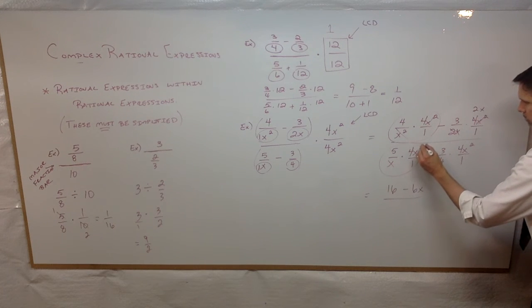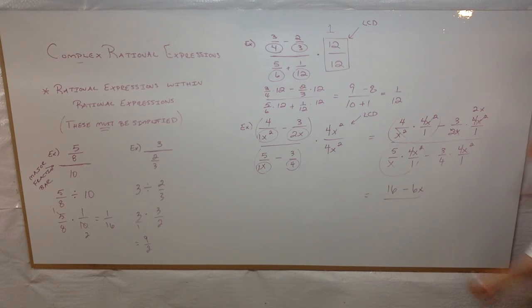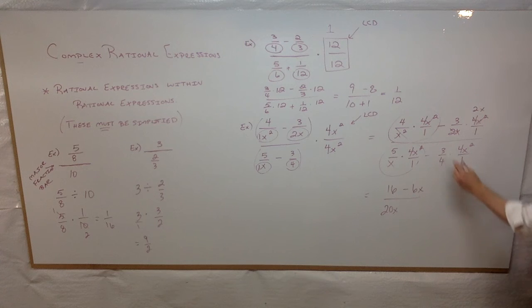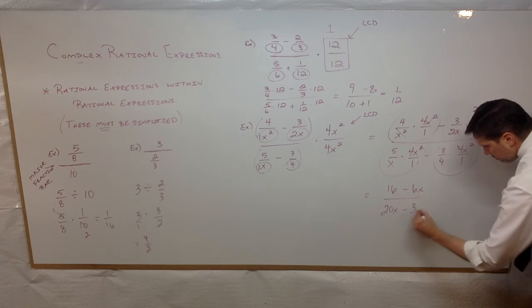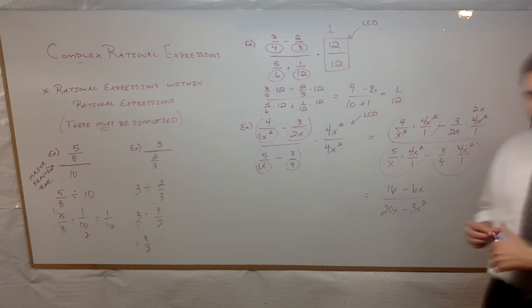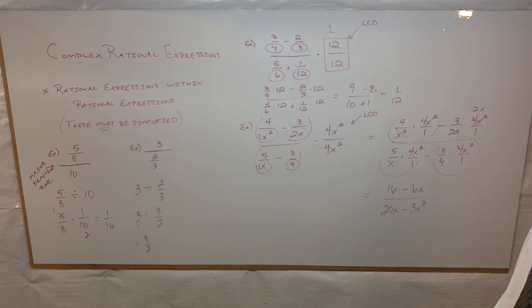One factor of x will cancel out one of those factors of x. So we have 5 times 4x is 20x. And I guess that'll be minus this part. The 4's will cancel. That's it. So negative 3 times x squared is negative 3x to the second. Now, the only thing left to check, this is not a complex fraction anymore.